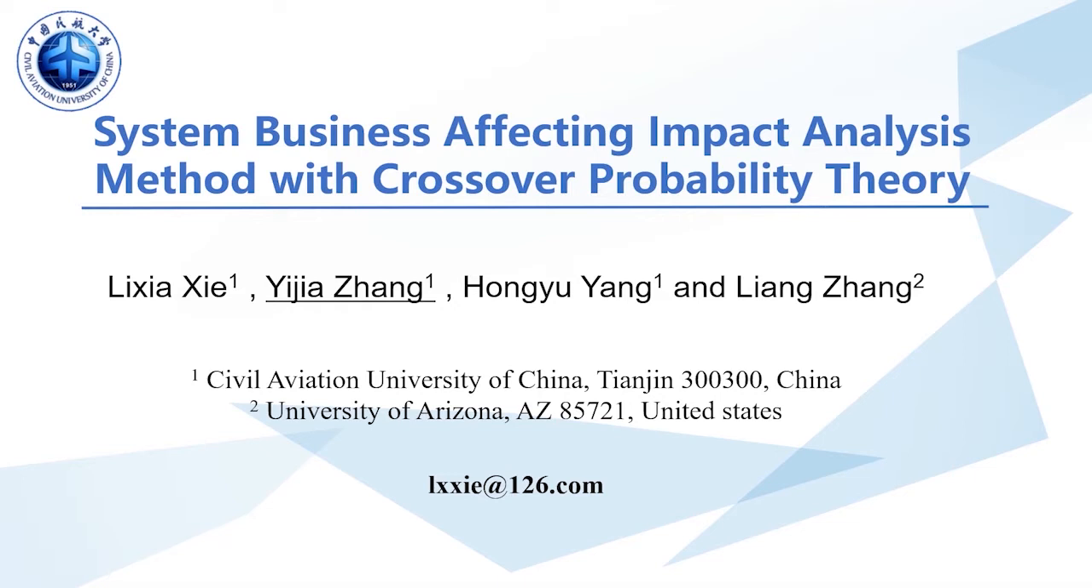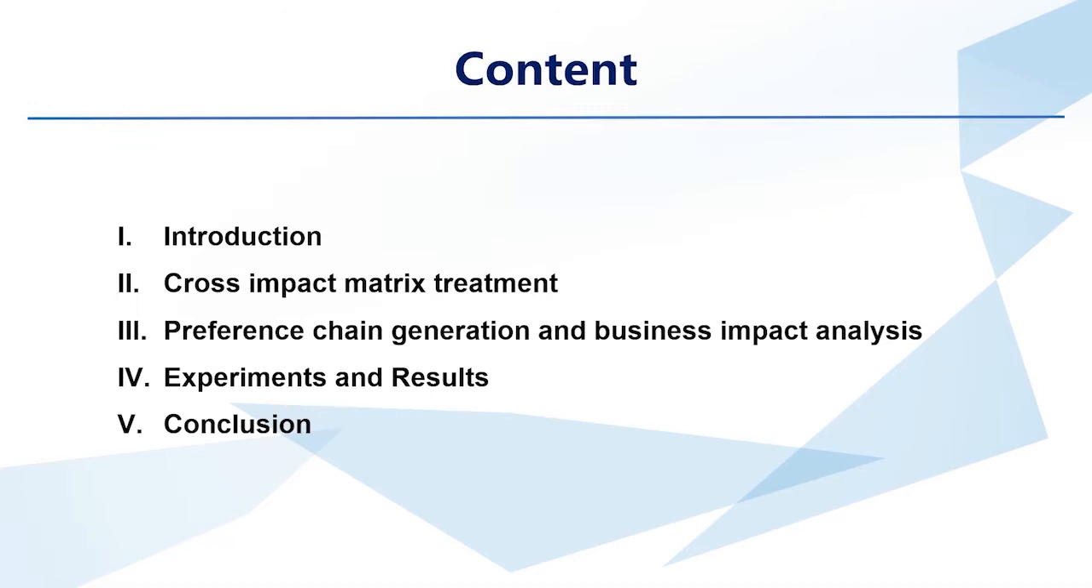The title of the paper is System Business Effect Impact Analysis Measured with Crossover Probability Theory. I will introduce the paper in the following aspects. First, I will give an introduction of the paper. Then, I will present our proposed System Business Effect Impact Analysis Method. It includes cross-impact matrix treatment module, and preference chain generation and business impact analysis module. Finally, I will discuss the experiments and results and give a conclusion of this paper.